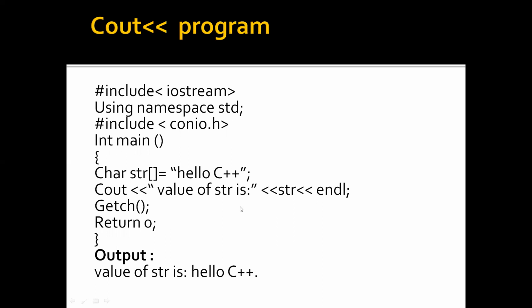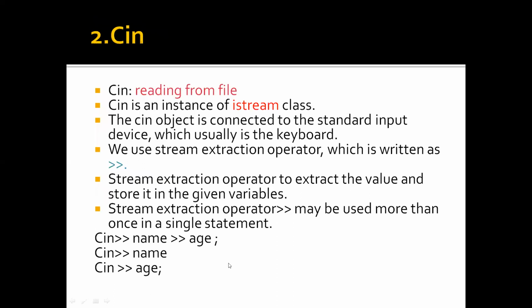The value of string is what you have given in the cout, so it has displayed that. And Hello C++ is what you have mentioned in the character string, so that one is displayed. This is the cout program. The next one we will go for is cin.